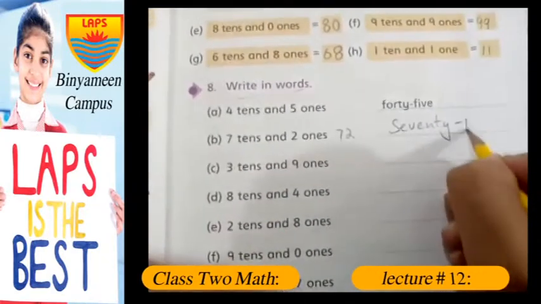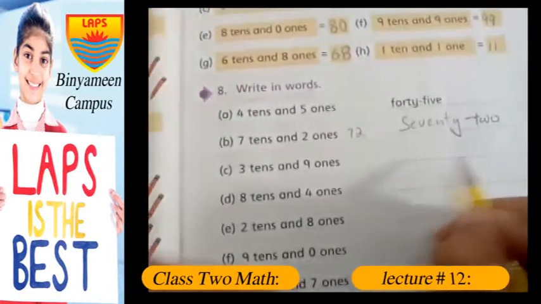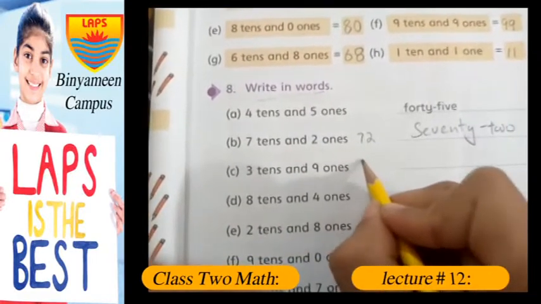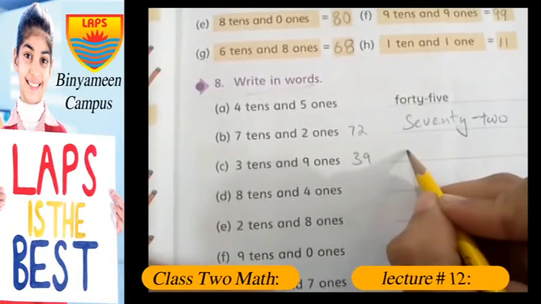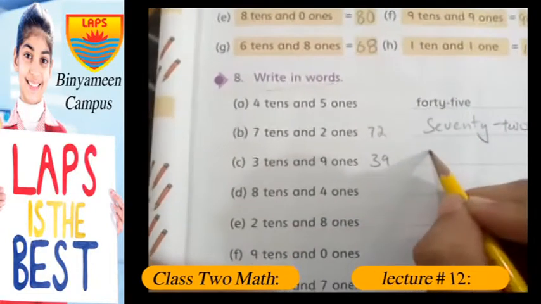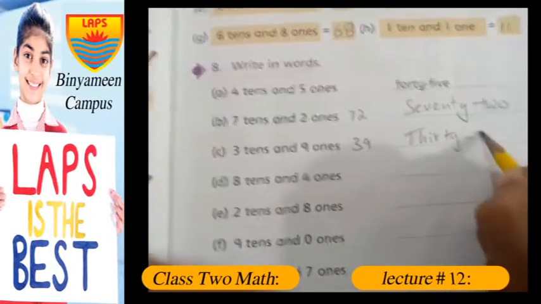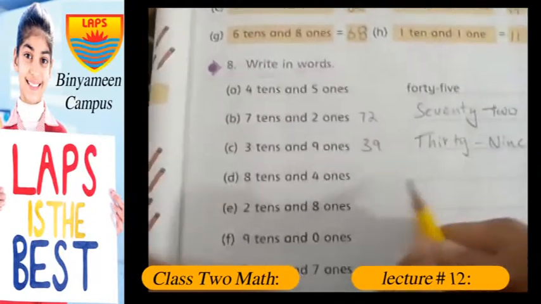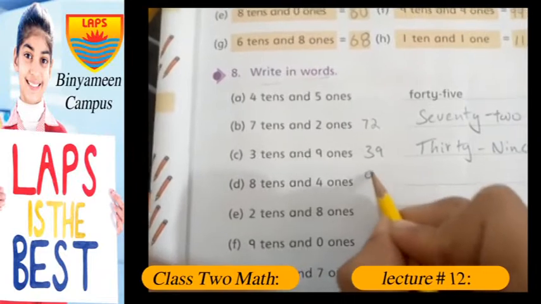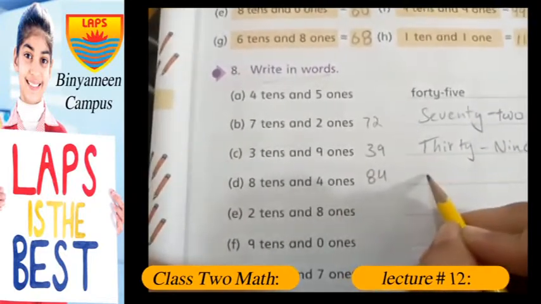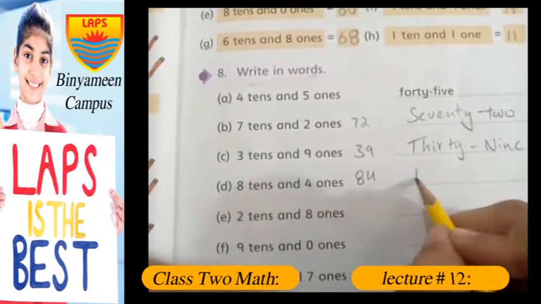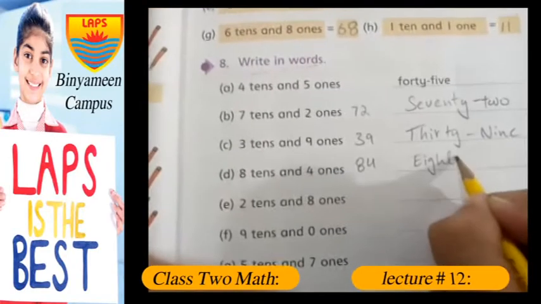S-E-V-E-N-T-Y, 70, T-W-O, 2, 72. And 3 tens and 9 ones makes 39, T-H-I-R-T-Y, 39. 8 tens and 4 ones makes 84, so we have to write 84, E-I-G-H-T-Y.